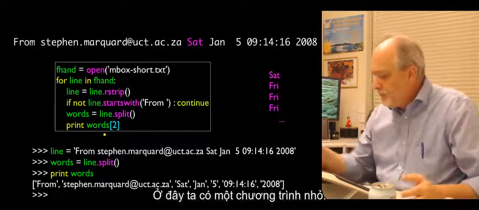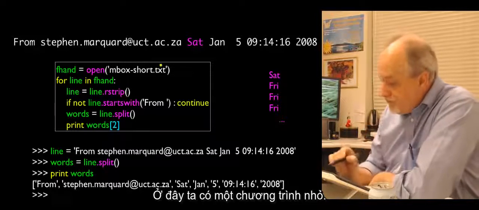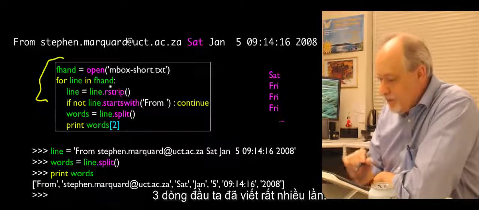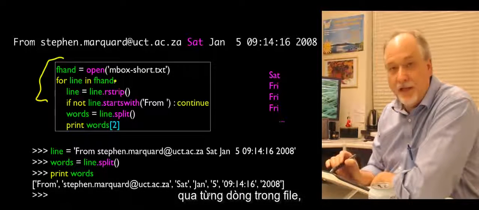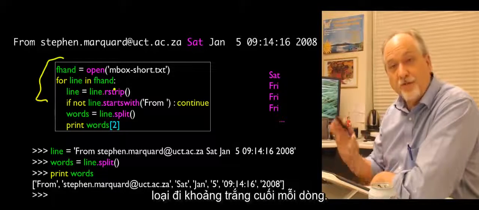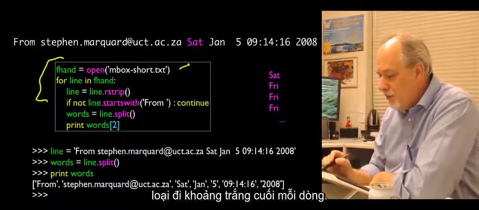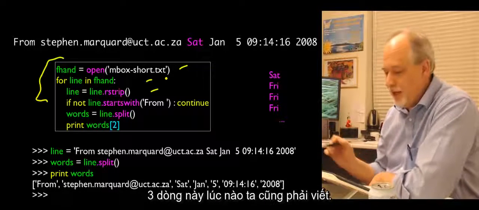So here we go with a little program. First three lines, we write these a lot. Open the file, write a for loop to loop through each line in the file. Then we're going to strip off the white space at the end of the line. One, two, three. Do those all the time.